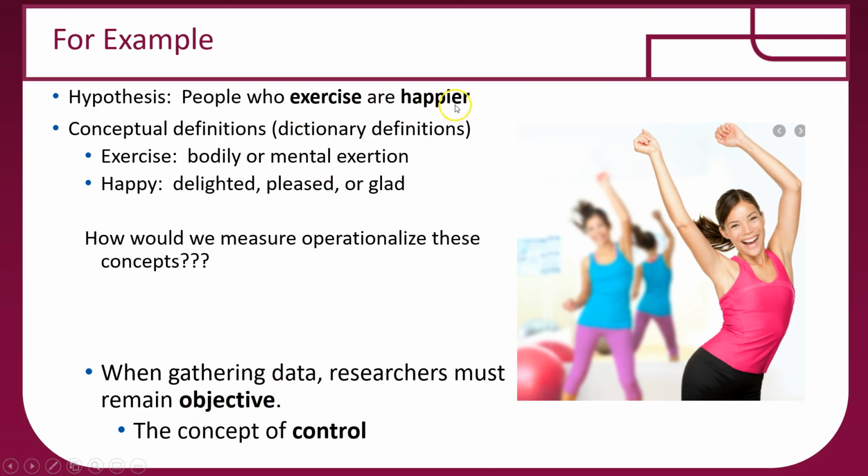All right, so when gathering our data, researchers must remain objective, and the idea is that we're very clear in our definitions, and then we're very objective. We don't want any bias in our data, and we want to be very controlled in our research. We want to treat everybody equally and give everybody the same instructions. In this case, we would make everyone do the same type of exercise. So we have a lot of control in our study, and that's very, very important.